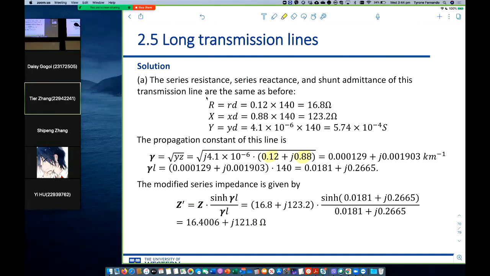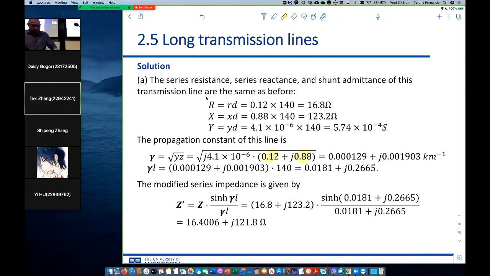So now we can find the modified Z by taking Z, which is R plus jx, multiplied by sinh gamma L over gamma L. We can find that, which turns out to be that value. If you punch the numbers in the calculator, the formula we have derived, it's just a matter of identifying the correct values and punching them in, so you can obtain that Z bar.